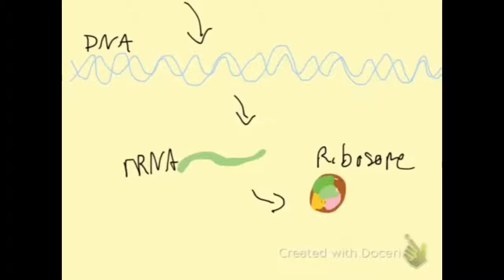rRNA, or ribosomal RNA, is transcribed from DNA and carries the genetic information from the DNA to be translated into ribosomes. Ribosomal RNA is the most abundant type of RNA, and along with associated proteins composes the ribosomes.